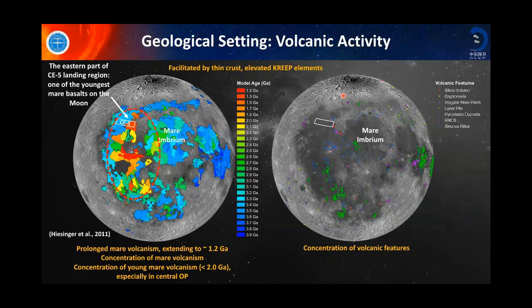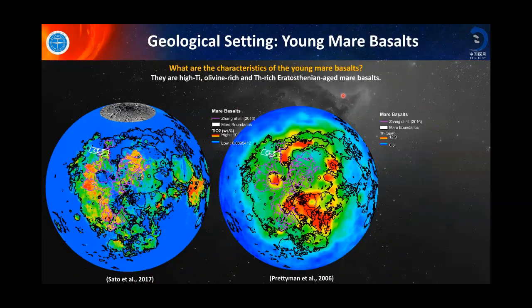And I just mentioned the Chang'e-5 landing region has one of the youngest mare basalts on the moon. So I want to go through the youngest mare basalts on the moon. If I only have one sentence to describe them, I would say that the young mare basalts on the moon are high-titanium, olivine-rich, thorium-rich, Eratosthenian-age mare basalts, and they are concentrated in the center of the PKT. And you can see from these two elemental maps their high titanium and high thorium abundance, and the high olivine abundance was revealed by Moon Mineralogy Mapper data.